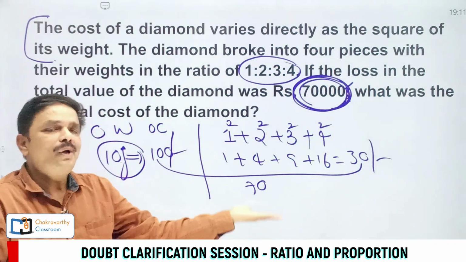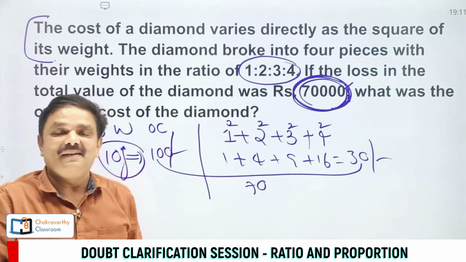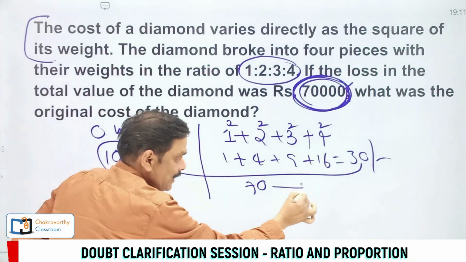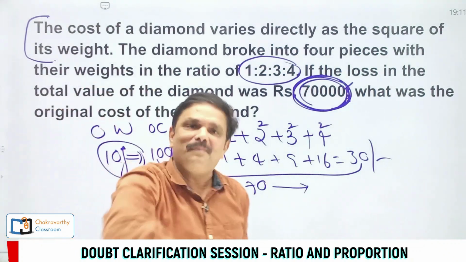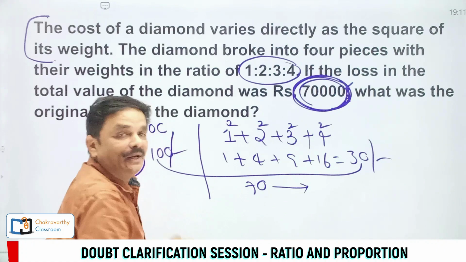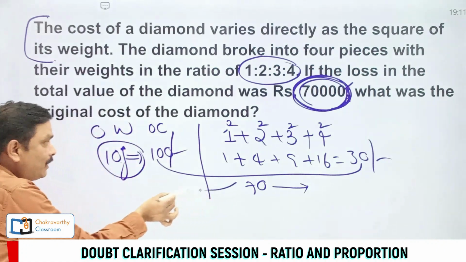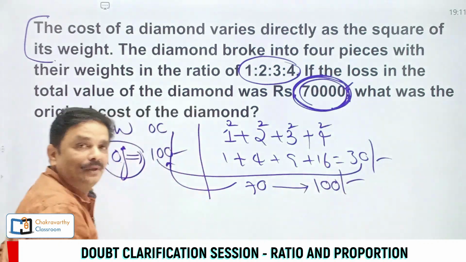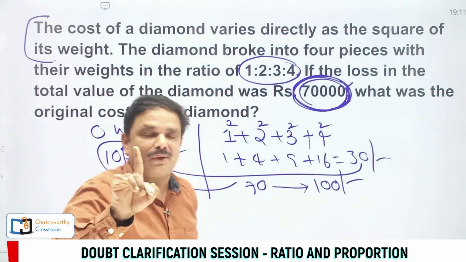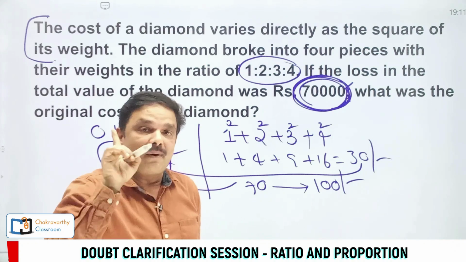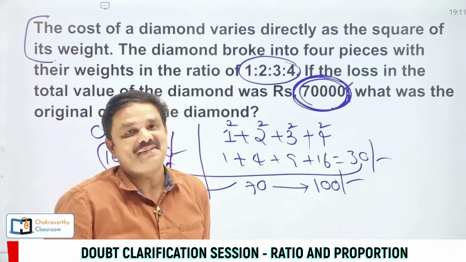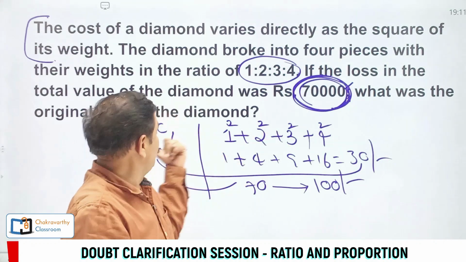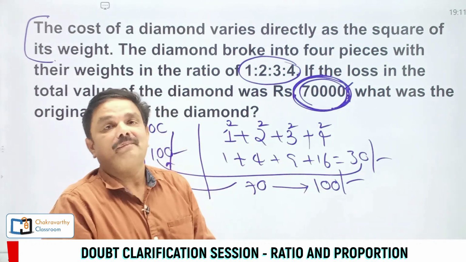Unitary method also you can do in many ways students here. Directly you can do like this. If loss is 70, okay, I am going for the direct method. If loss is 70 rupees, my original cost was 100 rupees. Yes or no? Simple. In the unitary method chapter, I have explained this type of techniques, almost 29 techniques I have told you. Now here, if loss is 70, then original cost is 100.